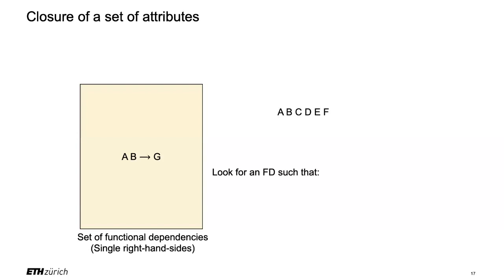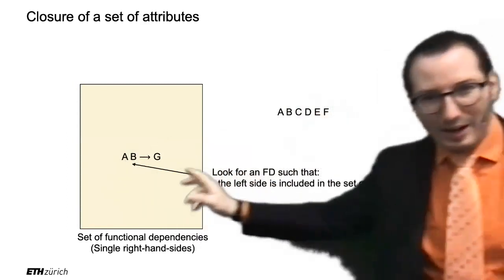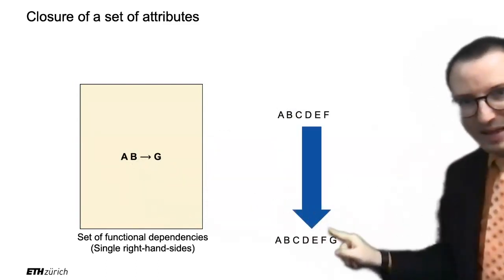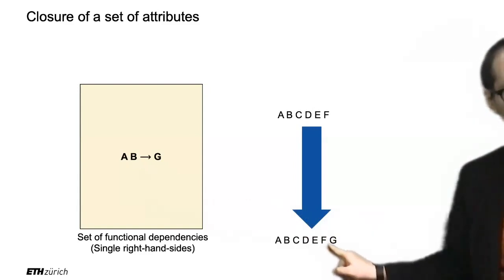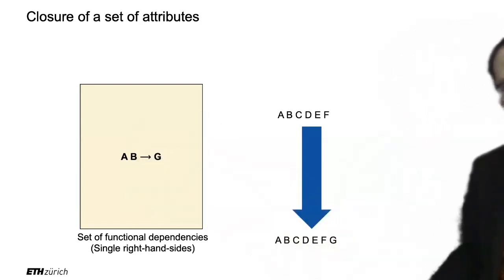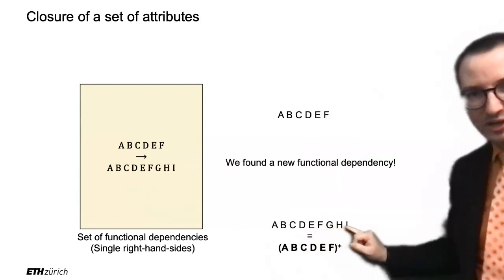If you know the value of A and B, then you know the value of G. So in order to compute the closure of A, B, C, D, E, F, we look for a functional dependency so that what's on the left is part of my set. A and B are definitely part of it, right? So you see what I'm looking for. A and B on the left, they are in here, right? So when the left appears in here, I can extend with the right and add this G here. And I can do it for as long as I find new dependencies, and I keep adding and adding, and maybe I do it for a very long time and end up with 3 more, like G, H, and I.